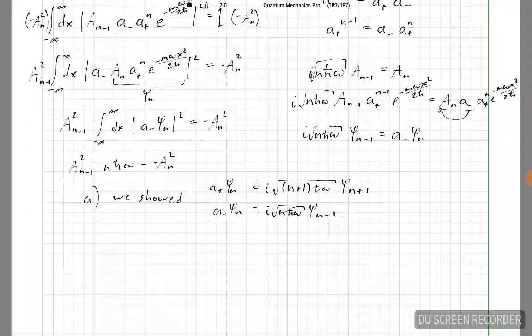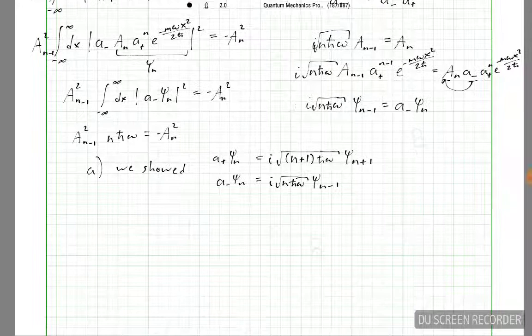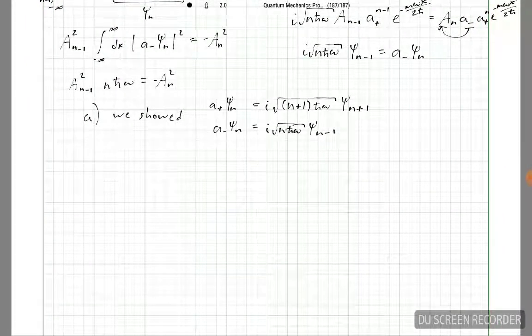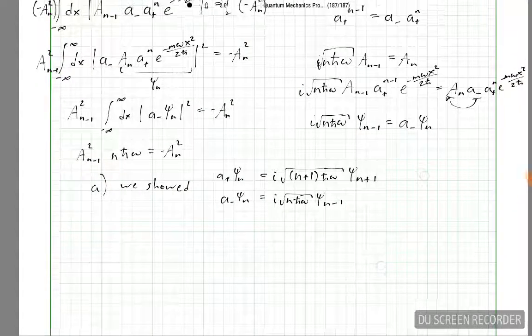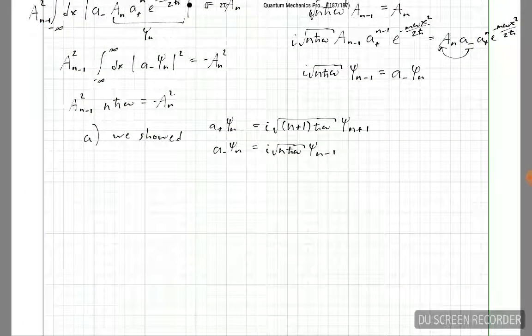So in short, the normalization constants are not the same. So we do not have an equal probability to find our particle in any energy state. That's kind of the gist of that. There is not an equal probability to find our particle in different energy states, which isn't too shocking. We've seen that before. That's been true of an infinite square well too. Okay, now let's go into part B.